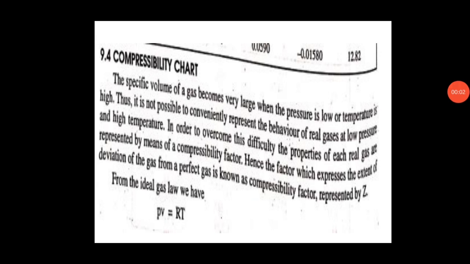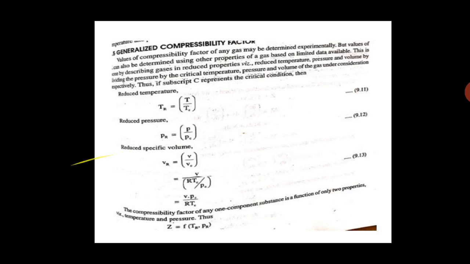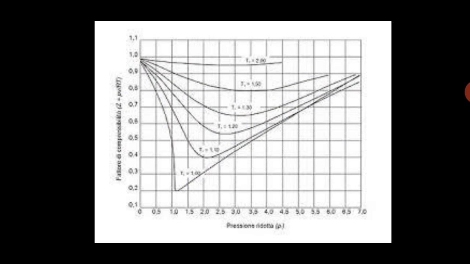Hello students. Now we shall look at compressibility charts. The chart looks like this. You can see this chart. On the x-axis, you have got reduced pressure, that is PR, and on the y-axis, you have got Z, and you have got different lines, and these are for different TR. Here, R stands for reduced. TR is reduced temperature, PR is reduced pressure, and VR will be reduced volume.